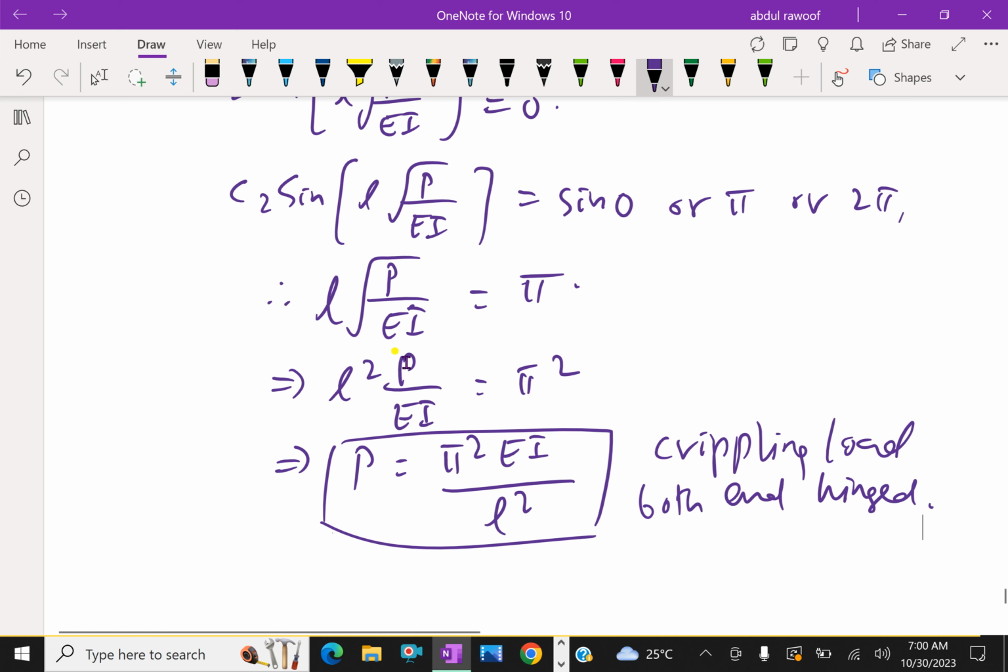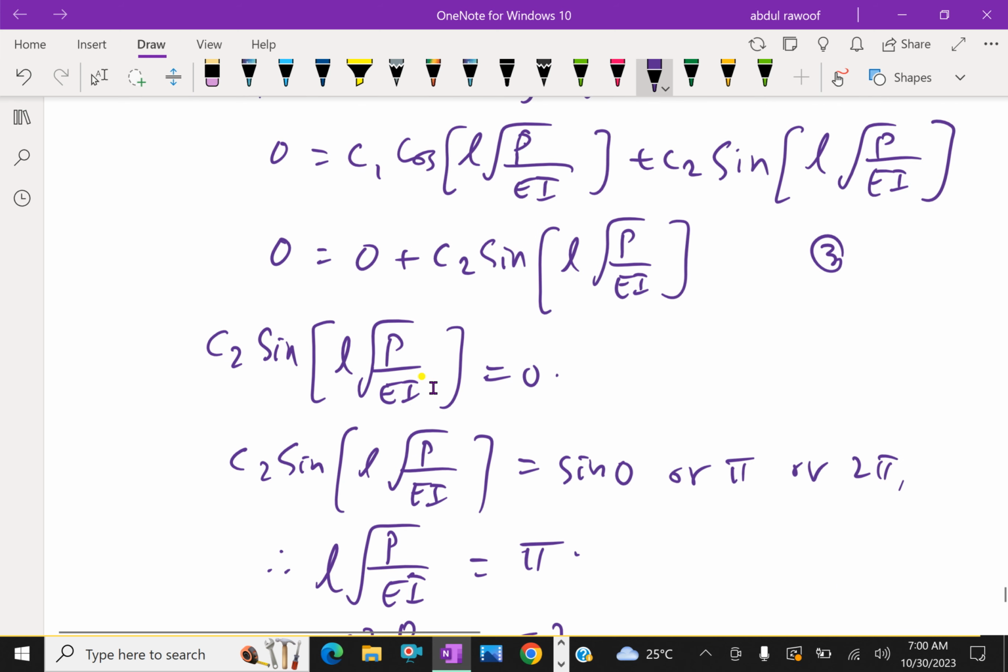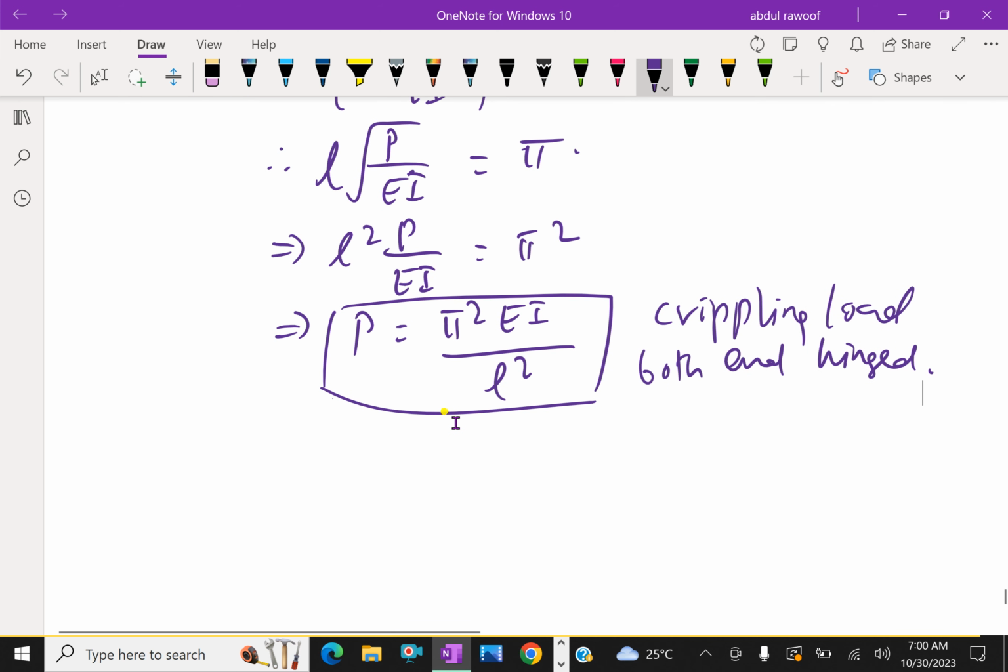So far we discussed what is crippling load and found the expression for crippling load for the column with both ends hinged.